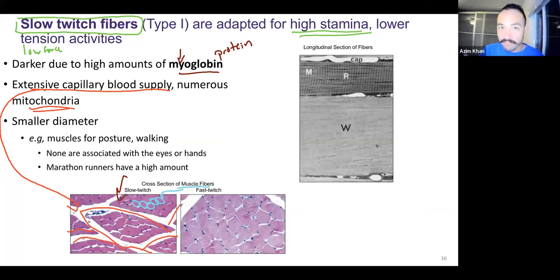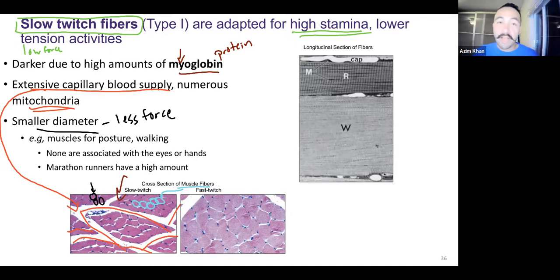There's a trade-off for everything. If you're going to be high stamina, you're going to have lower tension. These muscle fibers are smaller in diameter, so they generate less force. Which is fine because these are muscles for posture, for walking.